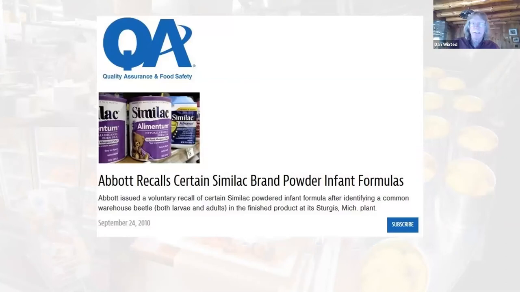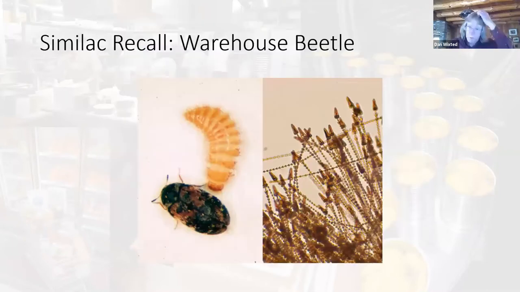And it's not just diseases. You may recall a number of years ago, there was a large recall of infant formula. Next. And that was due to this insect right here, the warehouse beetle. You see the yellowish larva at the top. On the right, you're seeing a microscopic photograph of the hair on the larva's body. Drink the formula, and these barbed hairs would get lodged in the gastrointestinal tract and cause a lot of discomfort. Next.